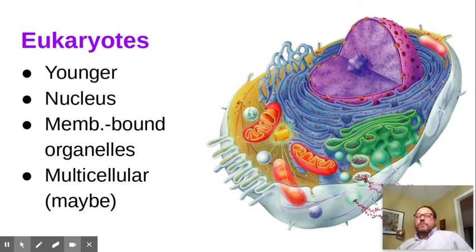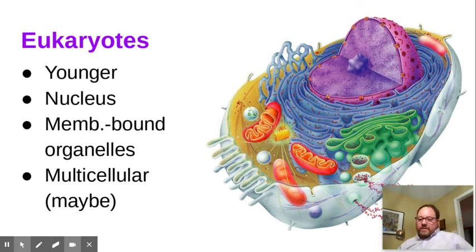Now let's contrast this with eukaryotic cells. Eu means good or true. We have a true nucleus. And having a nucleus allows us to do some really funky things that we'll get into in January or February. But anyway, eukaryotes evolved from prokaryotes. They do have a nucleus that has genetic information that can be modified in special ways. And then we have membrane-bound organelles.